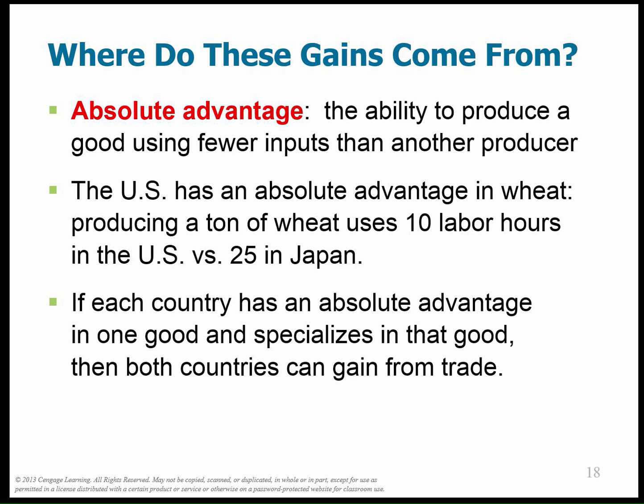And in the case that each country has an absolute advantage, which is what I have written down here, if one country has an absolute advantage in one good and another country has an absolute advantage in another good, they should just specialize and produce only what they have an absolute advantage in, and then trade. Okay? But is that necessarily the case of what's going on here?